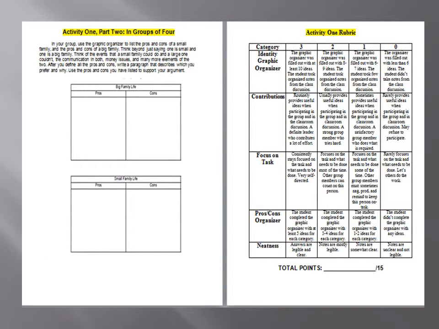Next, I'd have the class break into groups of 4 and work on completing the activity for listing the pros and cons of living with a small family versus living with a large family. The students are given a rubric to complete each task so they know how to efficiently complete the material. Both of these activities should be pasted in the student's journal notebook for future reference. These journals will be collected later.